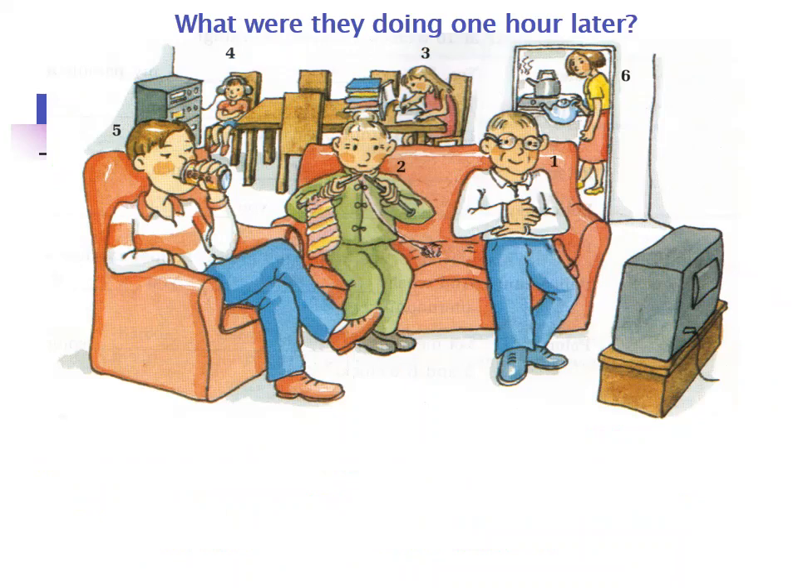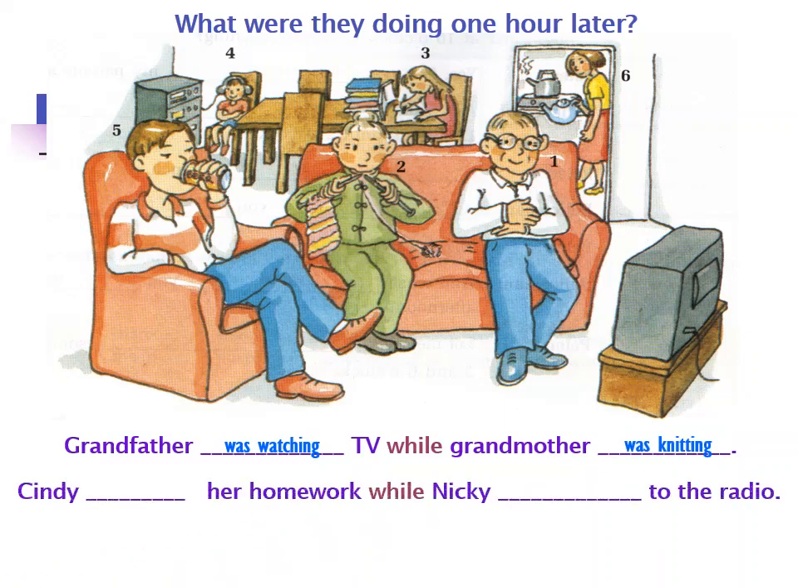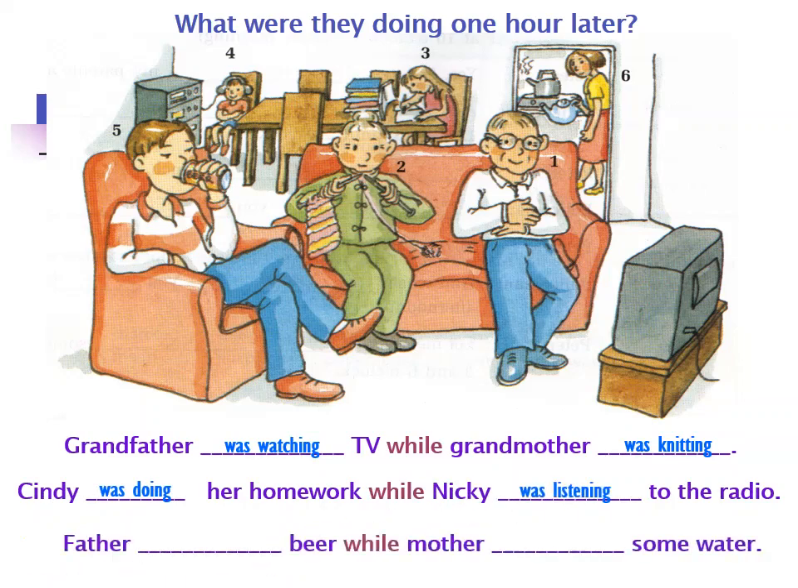What were they doing 1 hour later? Grandfather blank TV while grandmother blank. Grandfather was watching TV while grandmother was knitting. Cindy blank her homework while Nikki blank to the radio. Cindy was doing her homework while Nikki was listening to the radio. Father blank beer while mother blank some water. Father was drinking beer while mother was boiling some water.